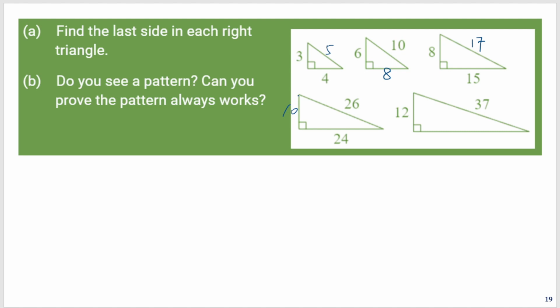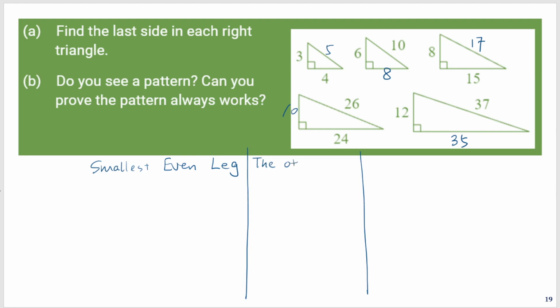And this leg is the square root of 37 squared minus 12 squared, which you will get 35, right? So if we make a table, the first column is the smallest even leg, and the second column is the other leg. The third column is the hypotenuse. Then let's see if we can identify some pattern there.